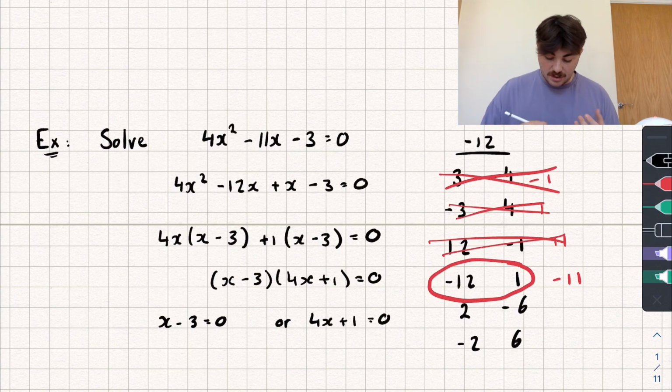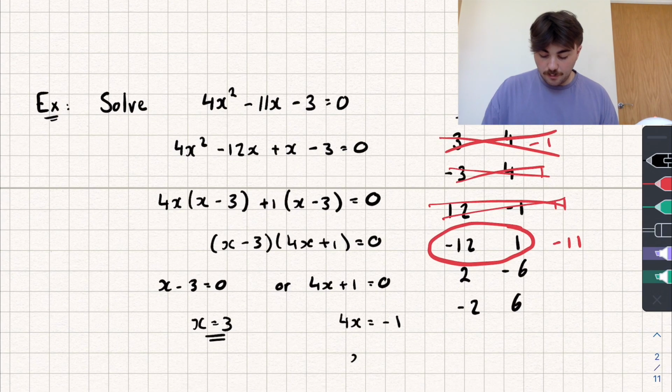And so we can solve these, so adding 3 to both sides gives us x is equal to positive 3, or in this second example, if we subtract 1 from both sides, we get 4x is equal to negative 1. Dividing both sides by 4, we get x is equal to negative 1/4. And they are the solutions to that quadratic. So I think that was pretty straightforward too.